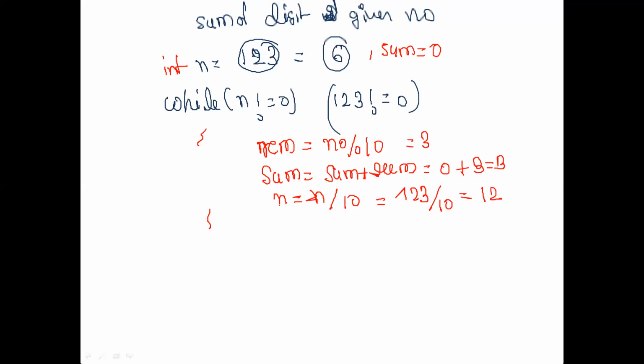When this 12 has been assigned inside n, again, because this is a loop, and loop means a repetitive task, the same thing will be repeated multiple times. So you will go back and check the condition, 12 not equal to 0. If 12 is not equal to 0, again you will come back to the same process. This time your remainder will be 2, because 12 mod 10 is 2.